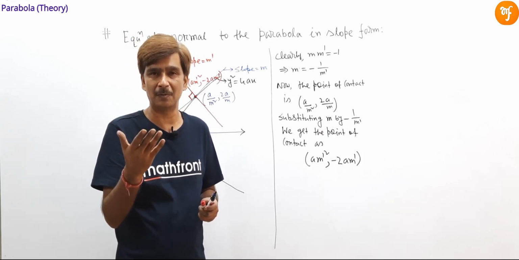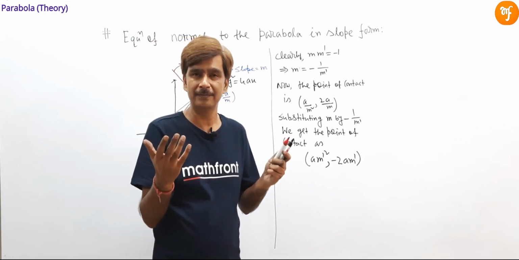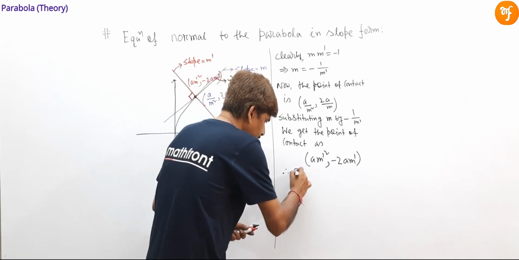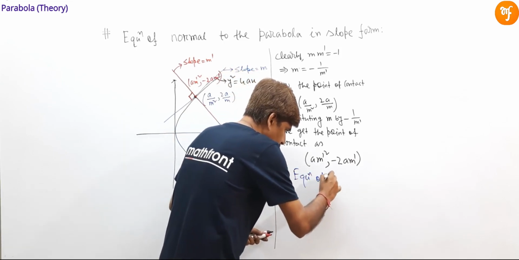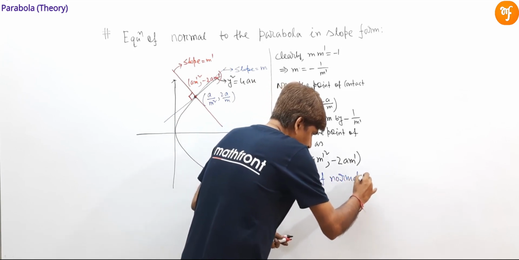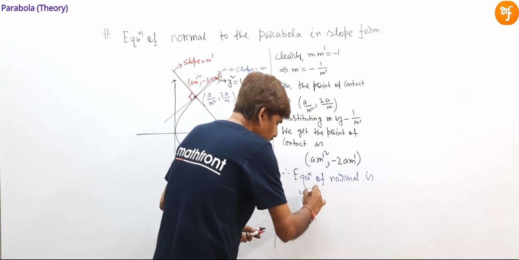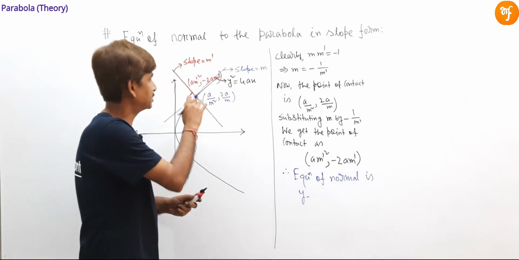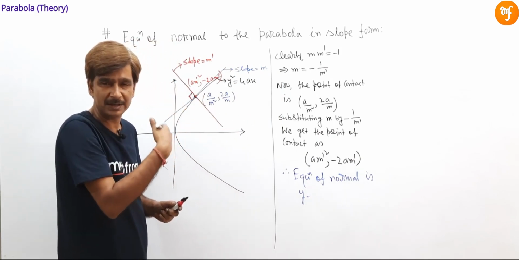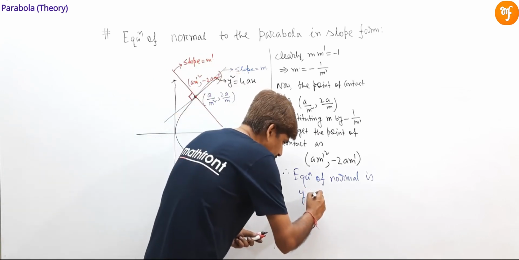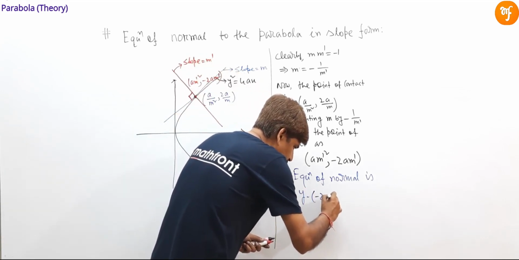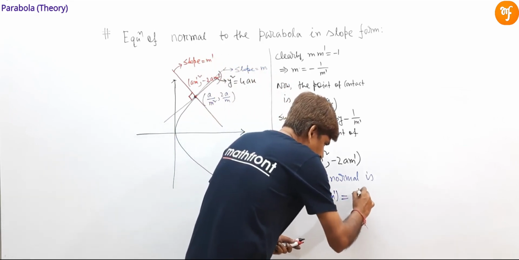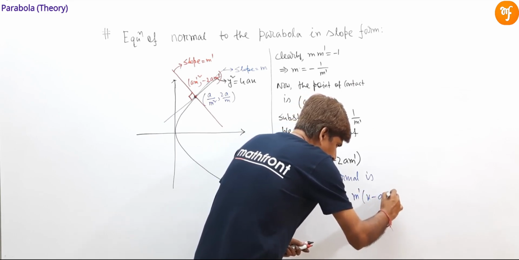So what will be the equation of the normal? We must use the point slope form to find the equation of the normal. Okay, so the equation of normal will be y minus y1 is equal to m dash into x minus x1. Here x1, y1 is basically a m dash square comma minus twice a m dash. So we are writing y minus of minus twice a m dash is equal to m dash into x minus a m dash square.